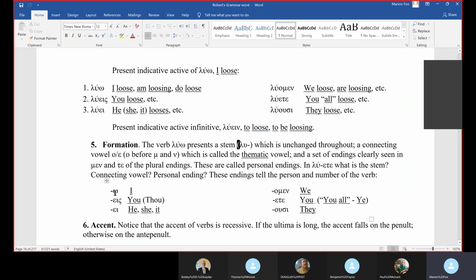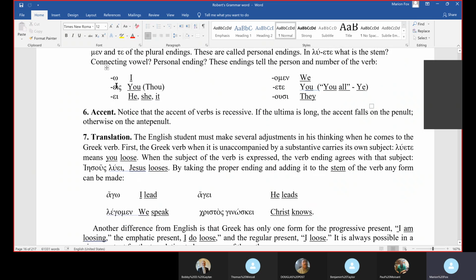So right here, here's the basic form of them: omega, o, ace, a, omen, ete, usi. That includes the connecting vowels. And then ain for your infinitive. O is first person singular. Ace is second person singular. A is third person singular. Omen is first person plural. Ete is second person plural. Usi is third person plural. Any questions? Okay?